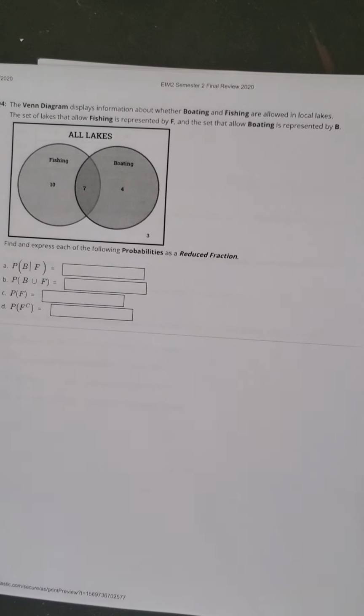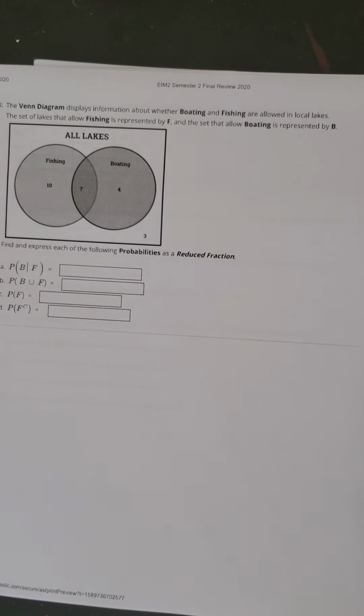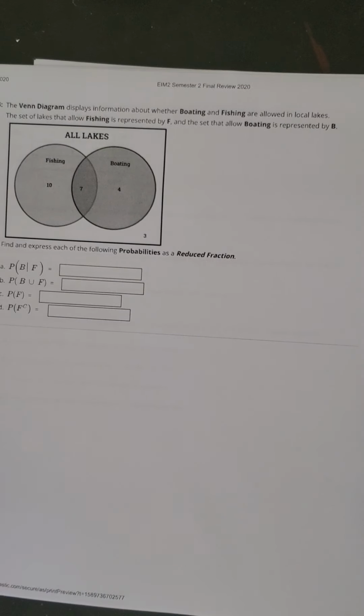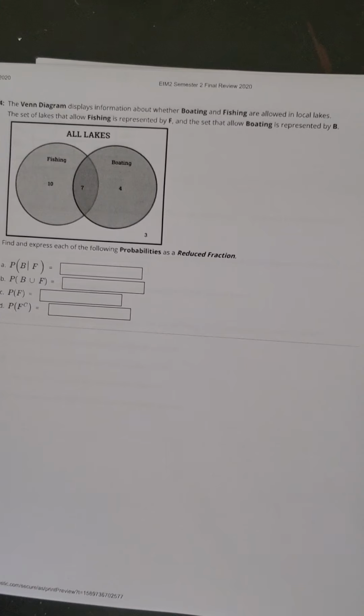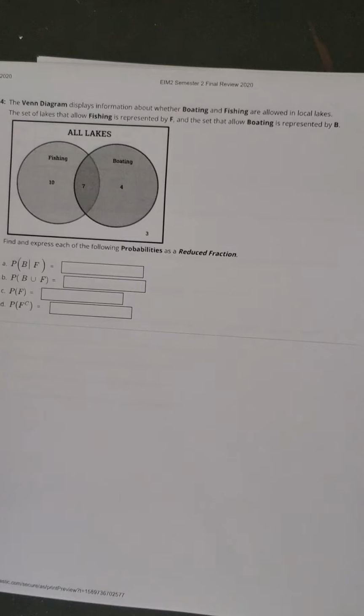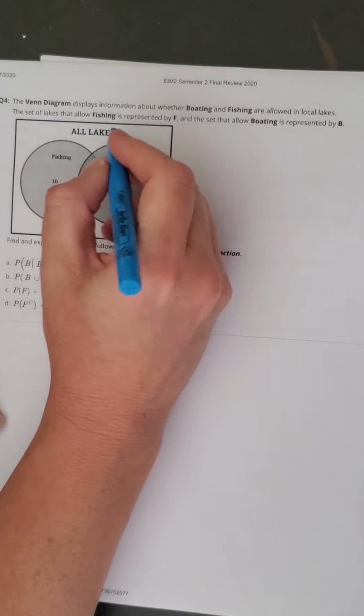Last one on probability. And then I think I'm going to pause it here so that the video doesn't get too terribly long. The Venn diagram displays the information about boating and fishing in local lakes and whether those are allowed. The set of lakes that allow fishing is represented by F, and the set that allow boating is represented by B. And it says, find and express the following probabilities as a reduced fraction. So these ones we're going to leave as a fraction, but we're going to reduce the fraction if it reduces.